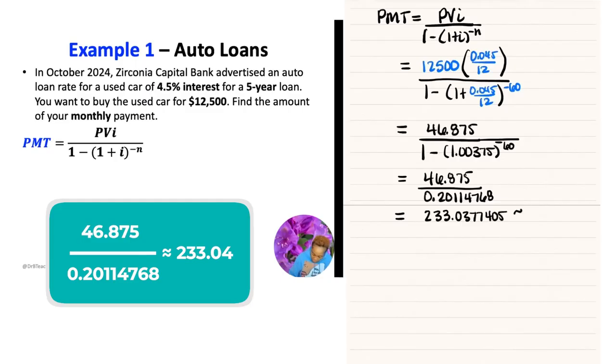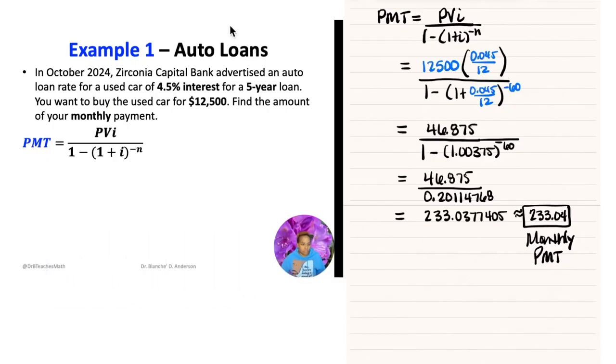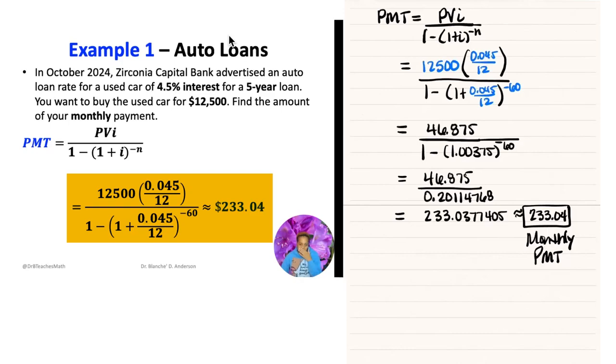233.0377405, which is approximately 233.04. So this is the amount of your monthly payment, for each monthly payment over the span of 5 years. So that's how I substituted it, and then when you do the math, that's what you get.